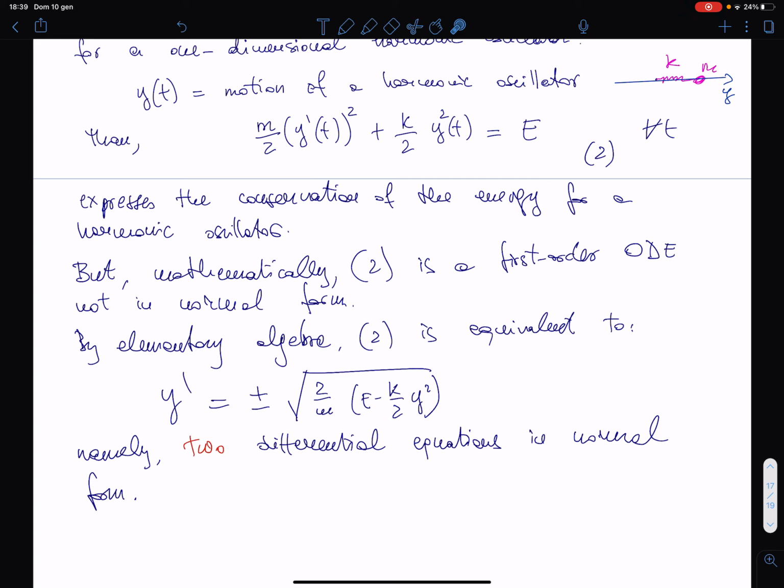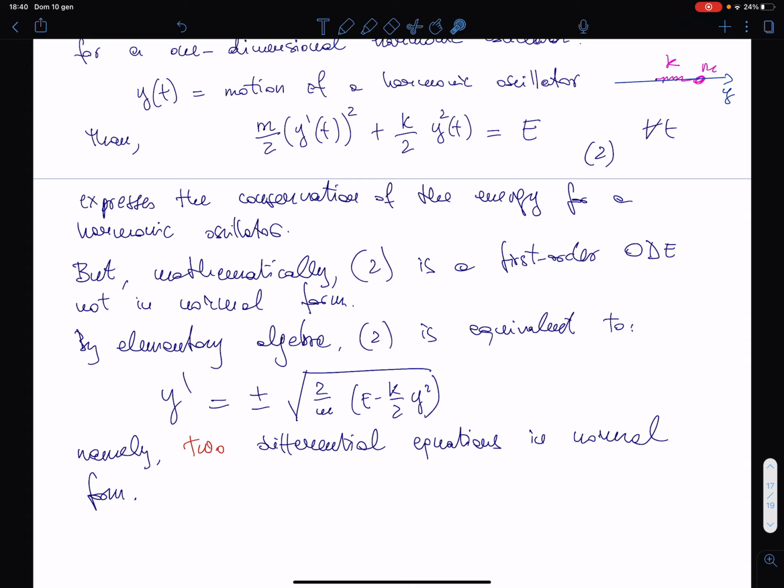In our course, we will study only this, because only for normal form ordinary differential equations there is a powerful theorem, which is the theorem of existence and uniqueness of the solutions. But before telling you this theorem, I must tell you what is a solution. Everybody knows what is a solution. It's a function, you plug it into the ordinary differential equation and it solves it.